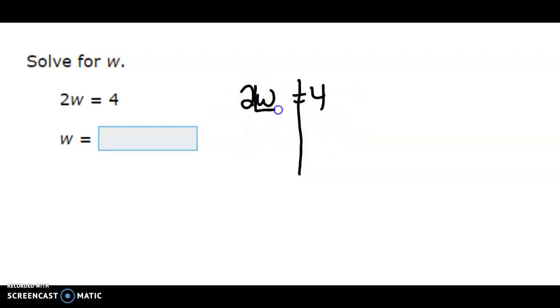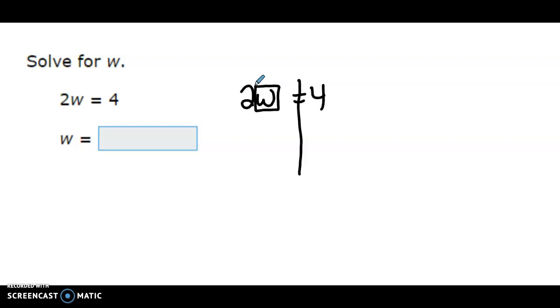Isolate. We're actually going to draw a box around our variable. When we're done, that variable, what I have boxed, should be the only thing on the left side of our equation. That means that we have to get rid of everything that's with it. In this case, there's a 2.